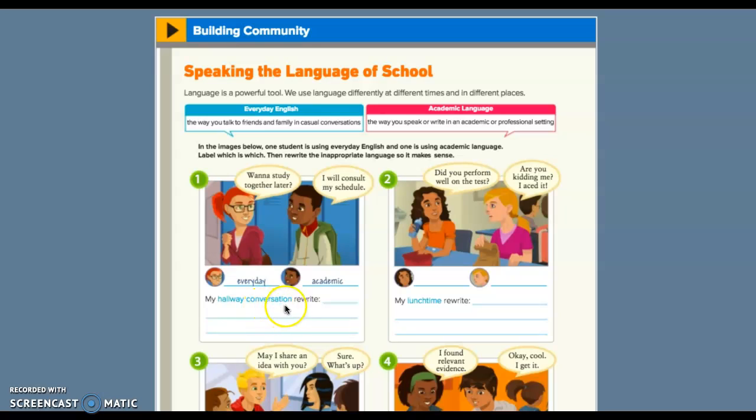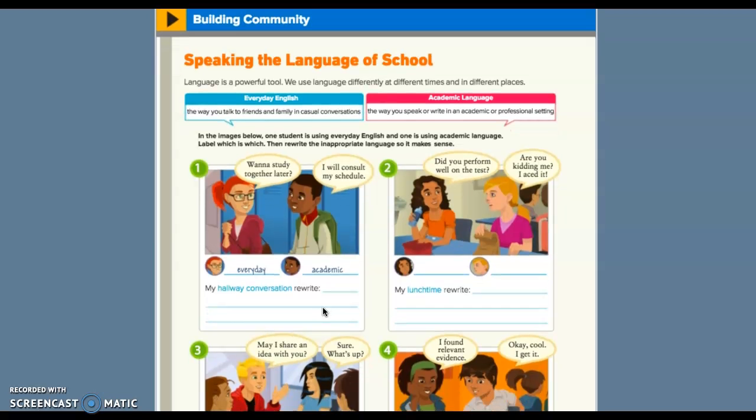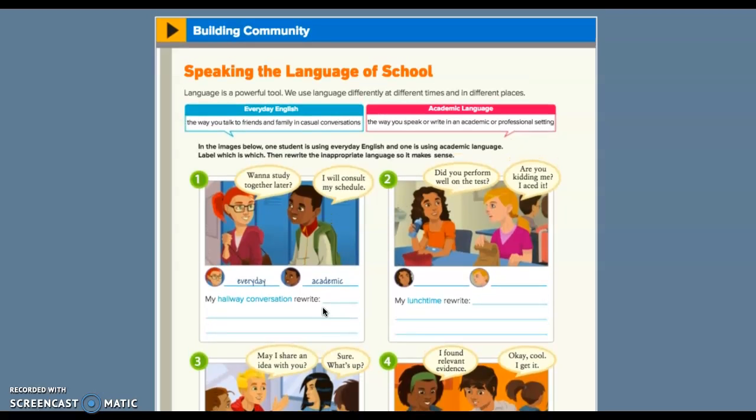My hallway conversation rewrite. So maybe rewrite it as, I'm not sure what they're looking for. In the images below, one student is using everyday English and one is using academic language. Label which is which, then rewrite the appropriate language so it makes sense. So let's rewrite this one. "I will consult my schedule," because that doesn't really fit in this conversation.